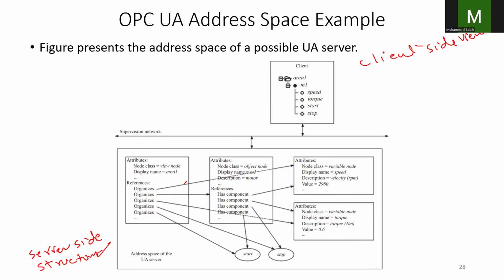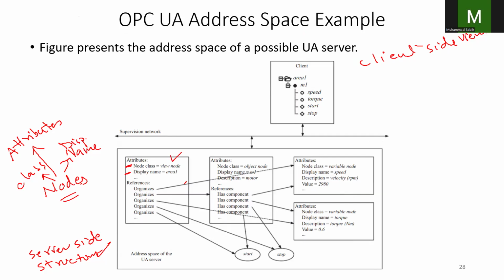The server side structure contains a lot of nodes, and each node has a class and a display name. It also has some other attributes, like description and value. We begin with a view node.